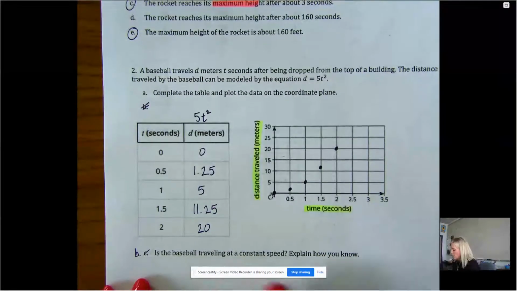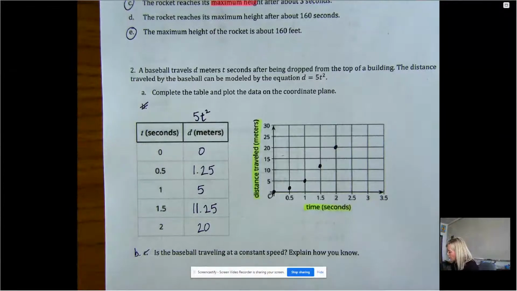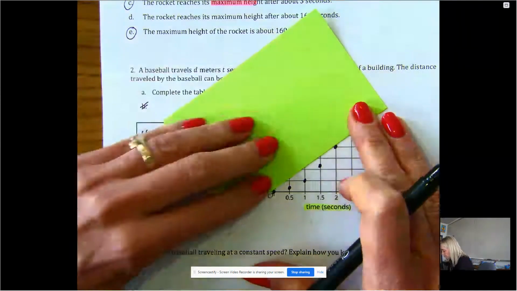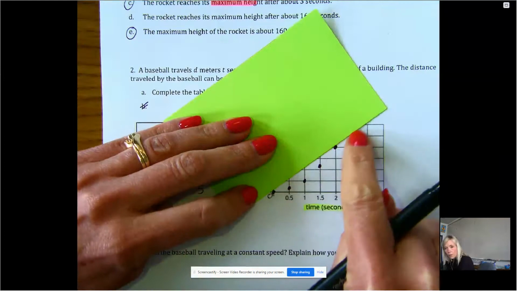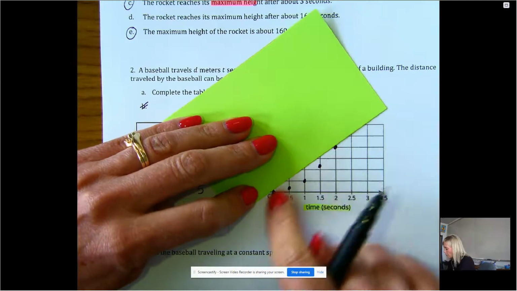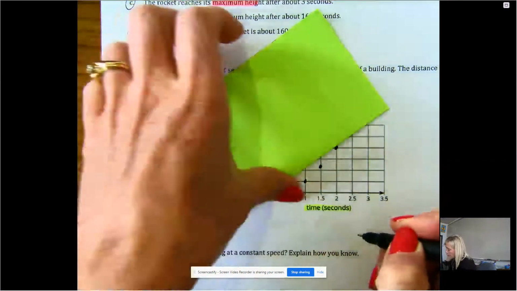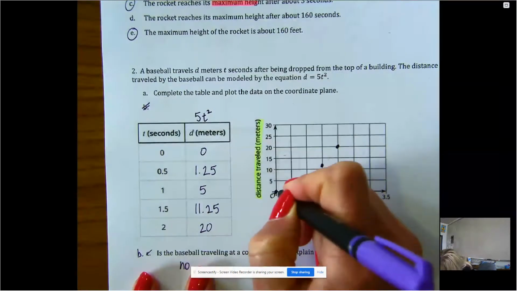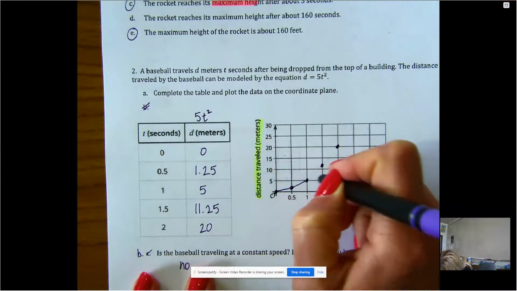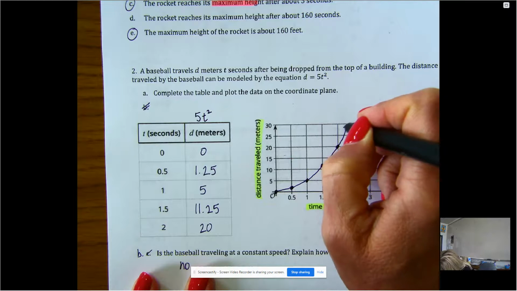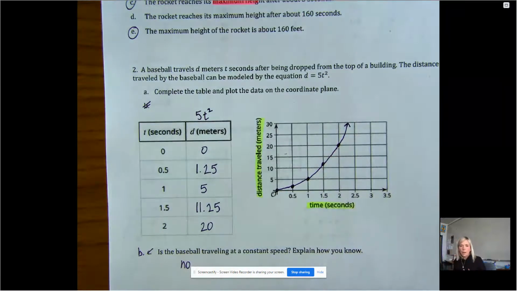Okay, so is it traveling at a constant speed? So a constant speed would mean that the points all line up in a straight line. And so no, it's not a constant speed because the points don't line up in a straight line. Instead, it's getting faster and faster. If you look at this and kind of connect the dots a little bit, it makes a curve, and they're going to get faster and faster until the baseball reaches the ground.